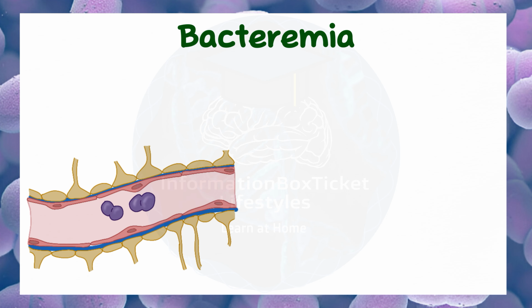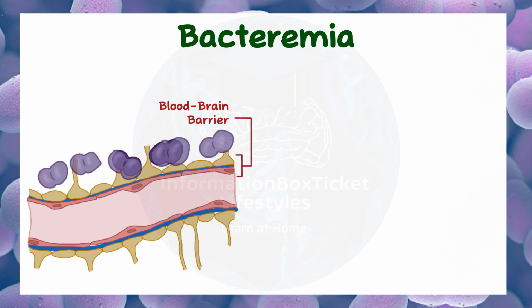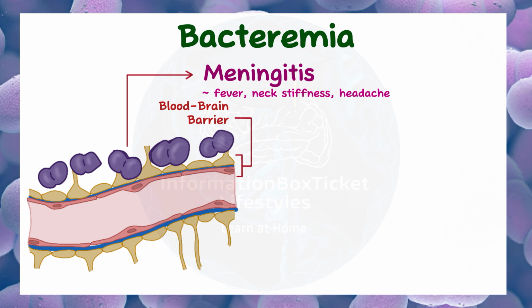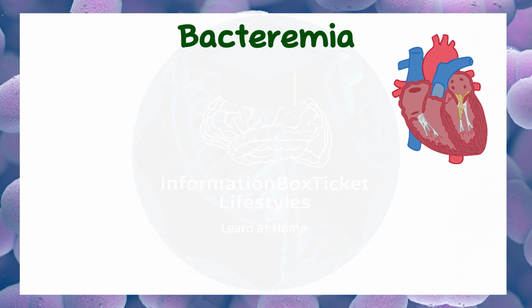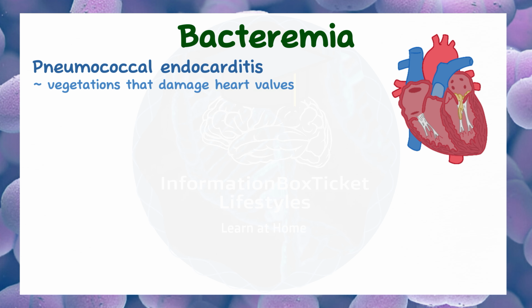Once in the bloodstream, strep pneumonia can cross the blood-brain barrier, invade the central nervous system, and cause meningitis. People with meningitis develop symptoms such as fever, neck stiffness, and headache. On rare occasions, when the walls of the paranasal sinuses are very thin, strep pneumoniae can enter the cranial cavity and cause meningitis. Strep pneumoniae can also cause pneumococcal endocarditis, forming clumps called vegetations that damage the heart valves.